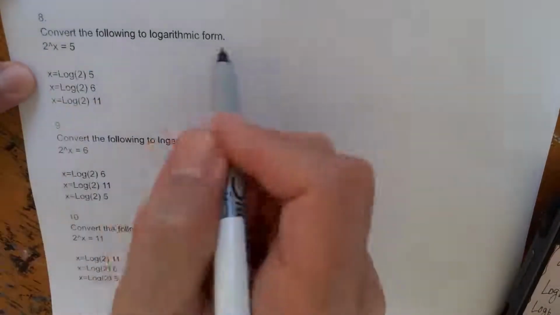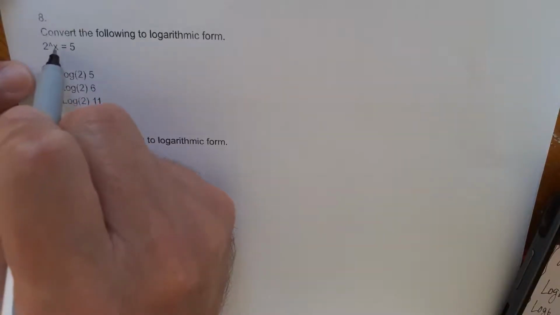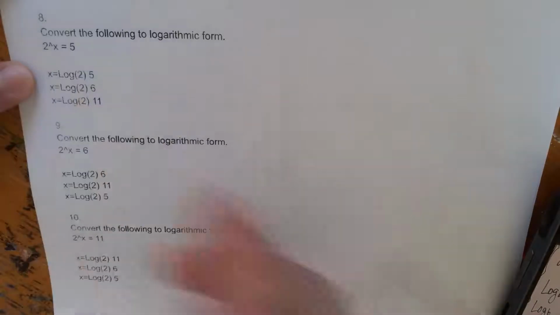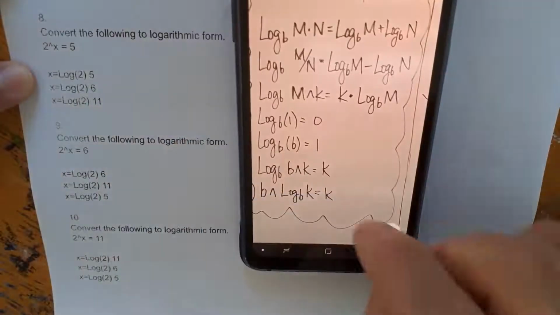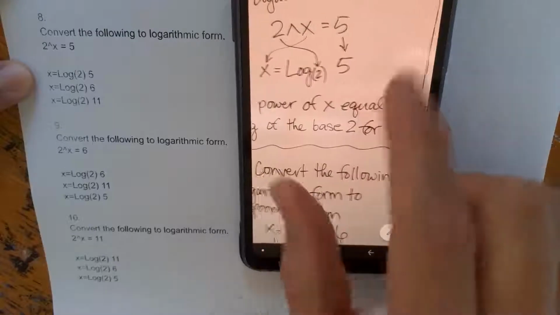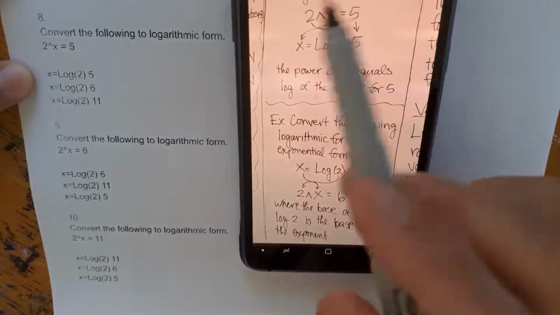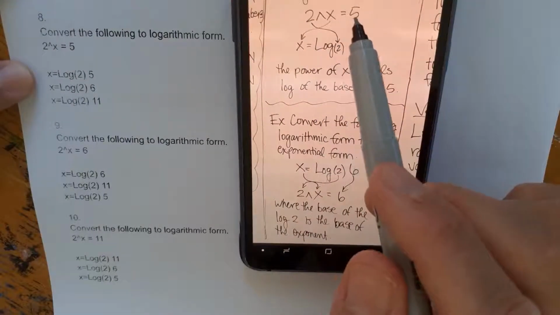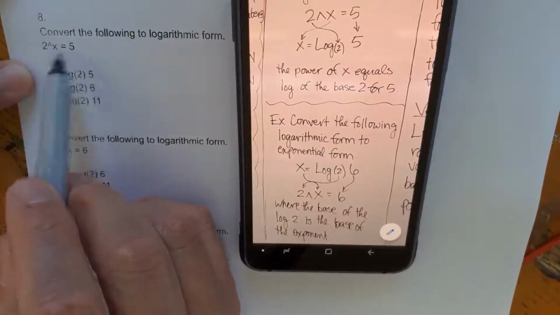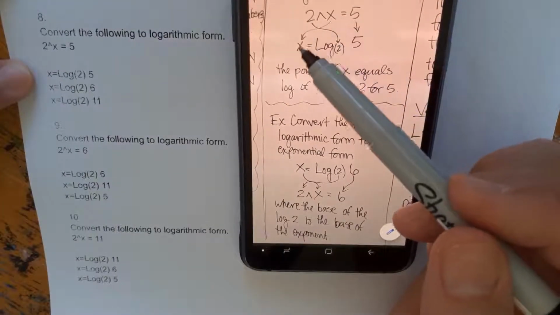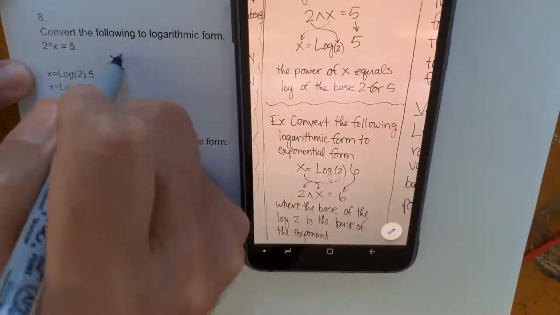All right, convert the following to logarithmic form. Now, we understand this. This is an exponential setup of 2 raised to the power x, but what we have is equal to 5. This has a format we can follow. Let's see if we can find this in the notes. Here we go. So here we have 2 to the power x is equal to 5. They're giving us the exact same one. The x comes down out front. So the x is out front.